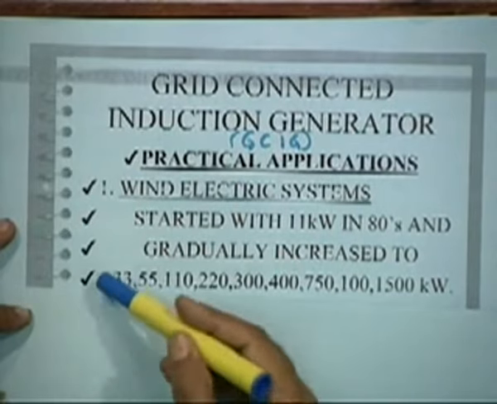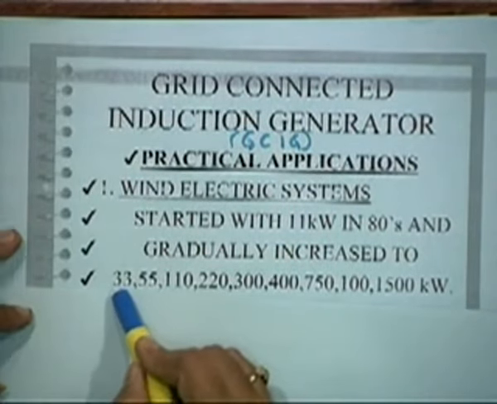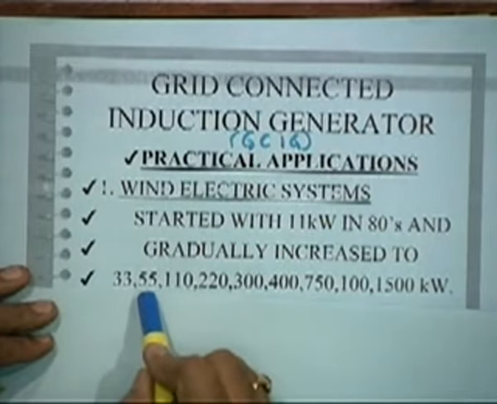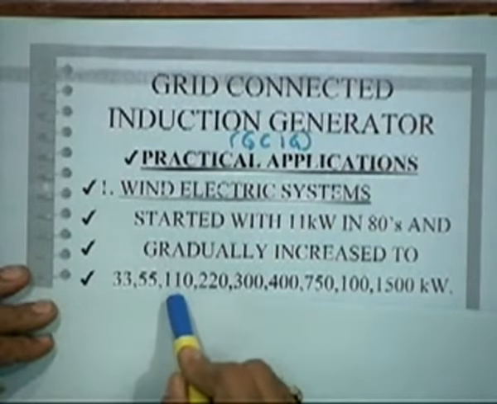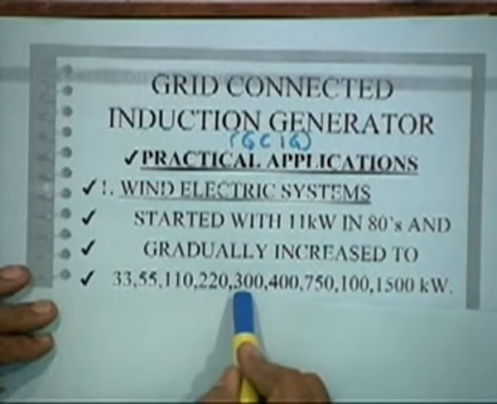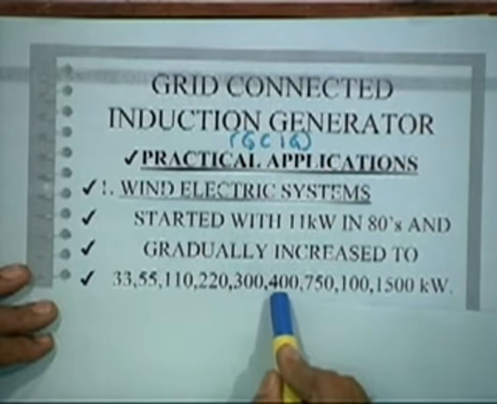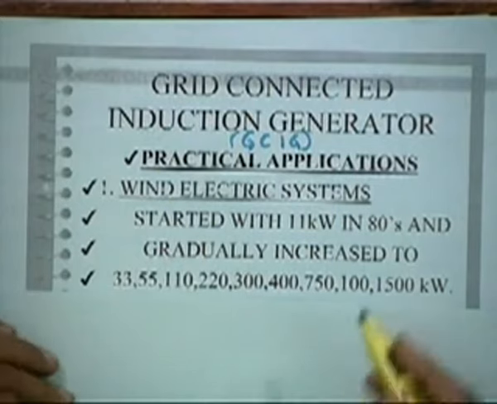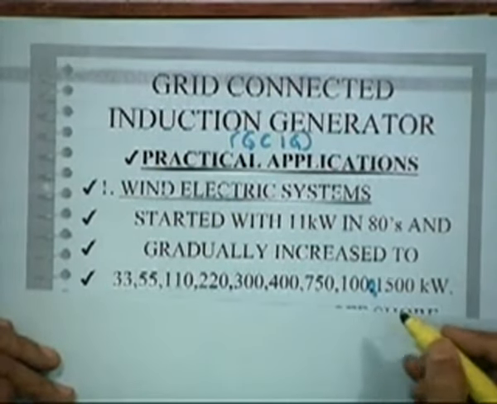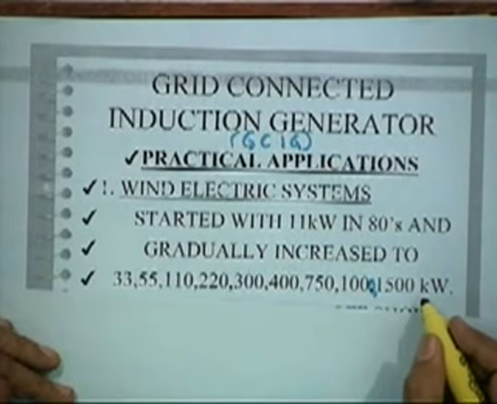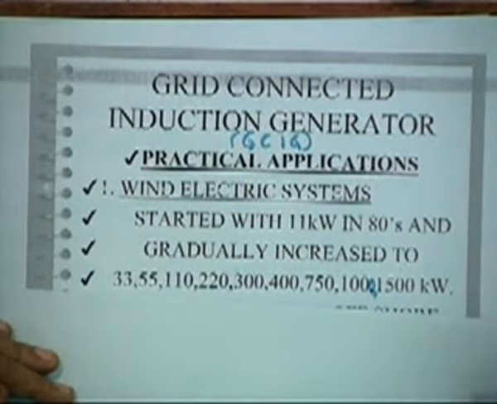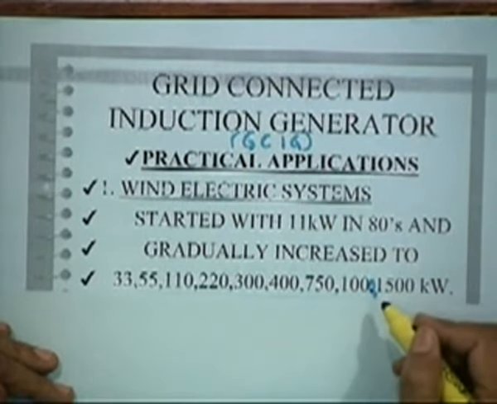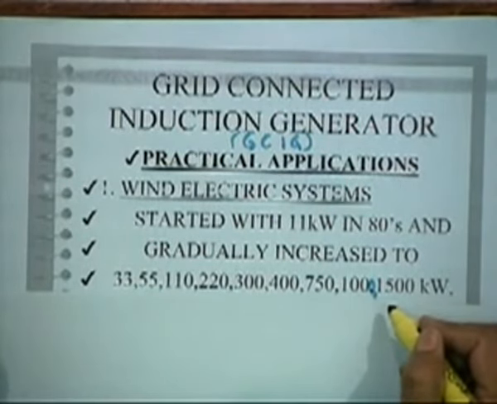Next what was developed was 33 kilowatts, next 55 kilowatt, next 110 kilowatts, next 220 kilowatt, next 300 kilowatt, next 400 kilowatt single unit, then 750 kilowatt, then 1000 kilowatt, and now nearly 1500 kilowatt single units are being produced and installed. So you can see the development which has taken place in the last 20 years. So you will have single unit wind electric systems.